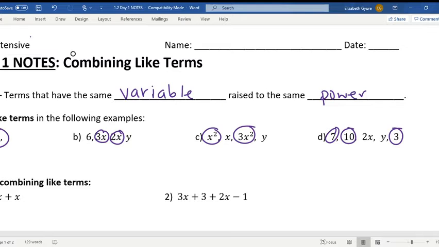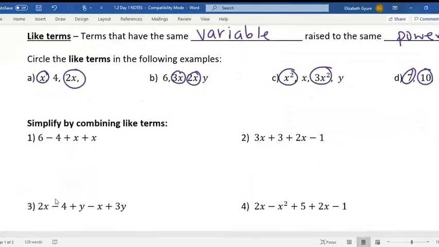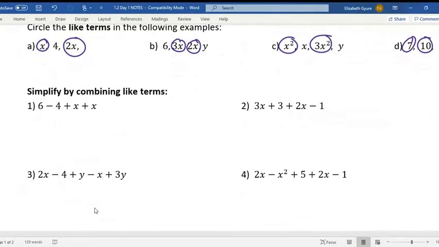Are we kind of remembering what a like term is? Things that look the same. Okay, so an x goes with an x, a y goes with a y, things like that. All right, so what we're going to do now is we're actually going to simplify by combining like terms.